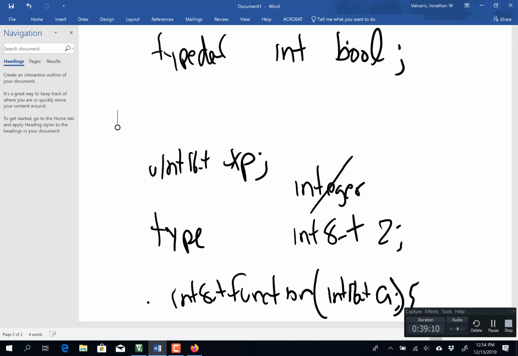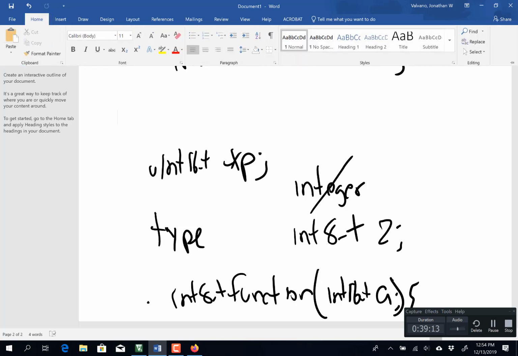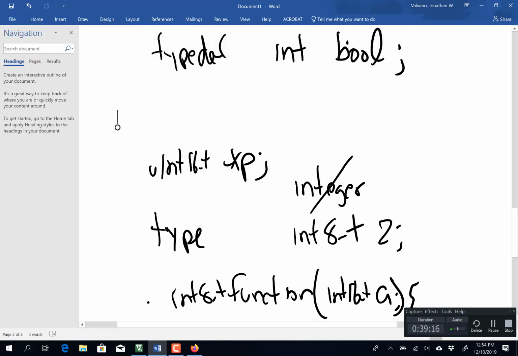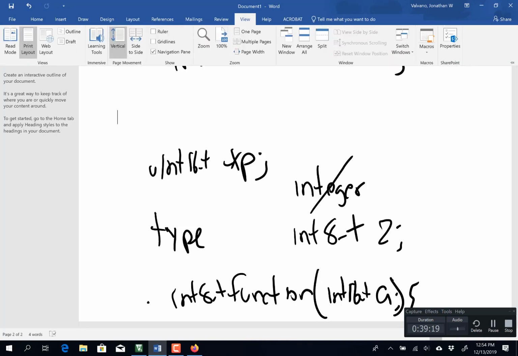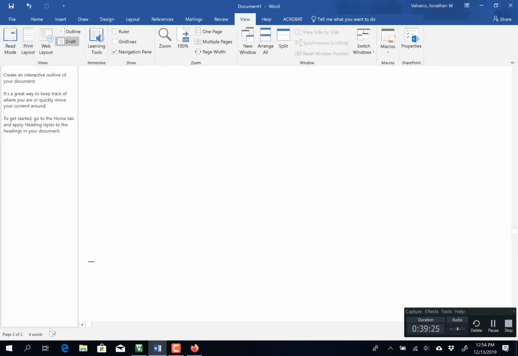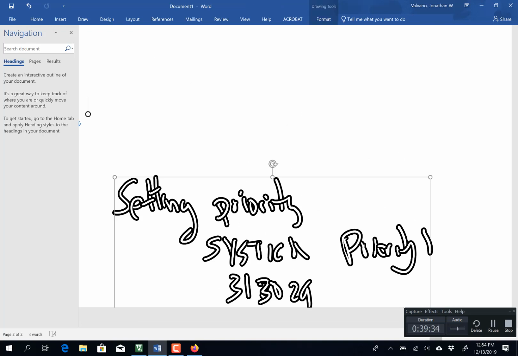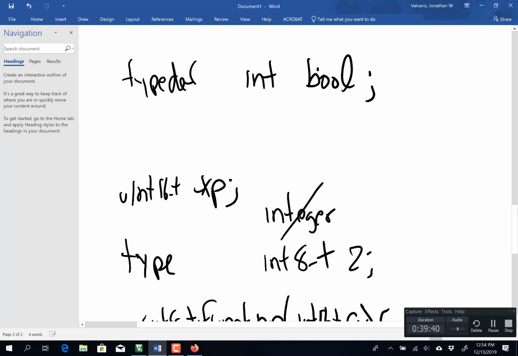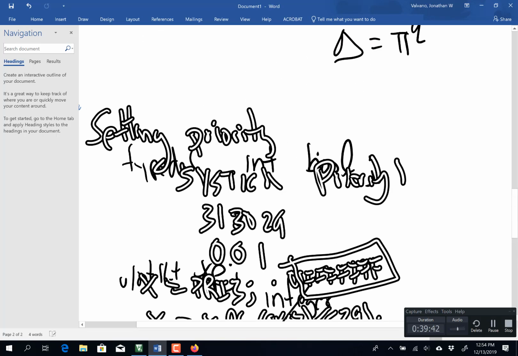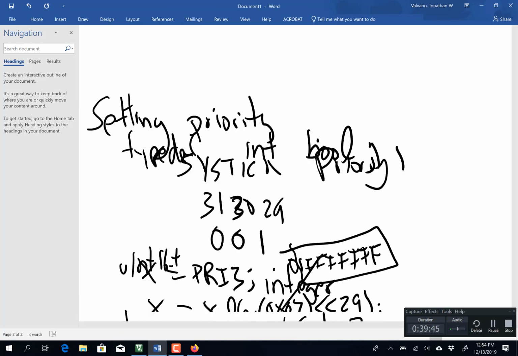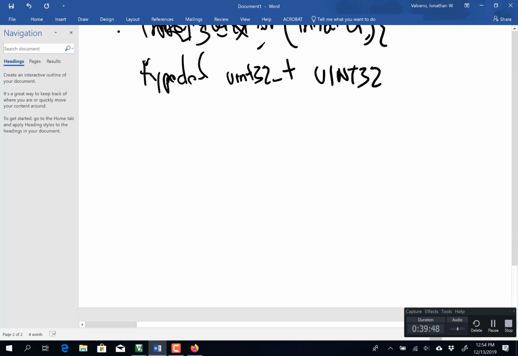Let me see if I can figure out how to get to the end. Go to, oh no, I want to, oh yeah, maybe I'm going to view. Draft. Here we go. No, that's not it. Print line. Ooh, that's fine. There we go. Close enough. Yeah. You can now type the end. Okay, good.